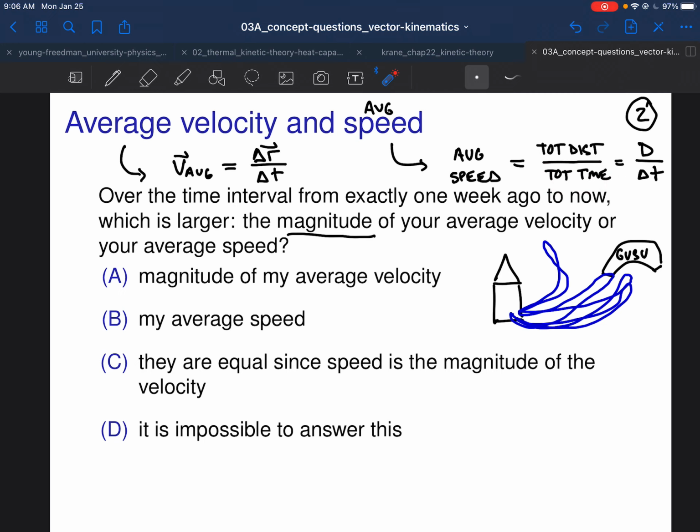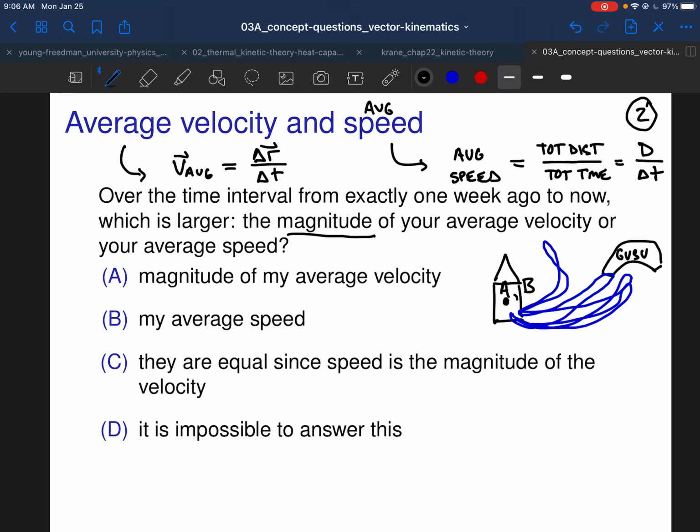The total time was a week. So it's 100 miles divided by a week. That's my average speed. We could calculate that in a moment, but you'll see in a second we don't need to. My average velocity, well, I started out at point A, and today I am also at point A. So point B is point A.